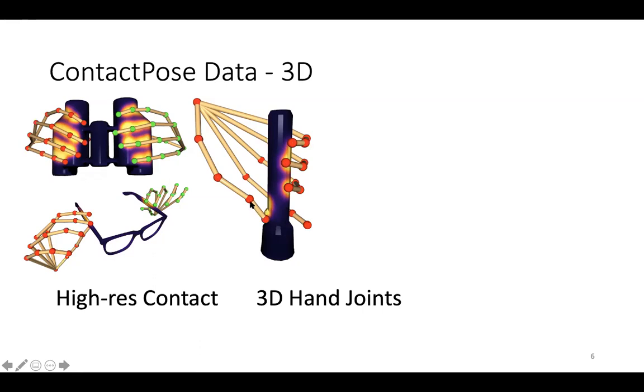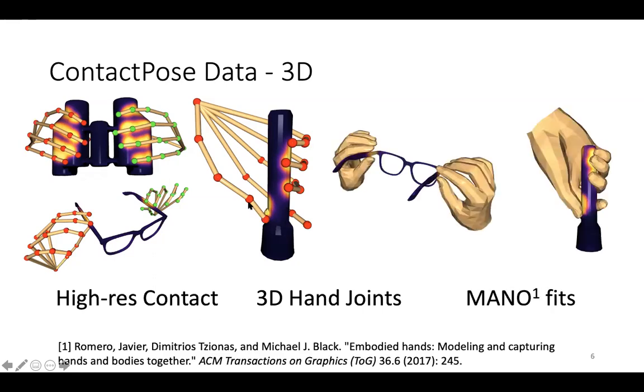Since we have these 3D joint locations, we can also use recently developed embodied hand models, for example, the MANO model, and fit them to these 3D joint locations. We found that doing so is meaningful because it allows us to do better machine learning when it comes to contact prediction. So we also provide the parameters for fitted MANO hands along with each grasp.